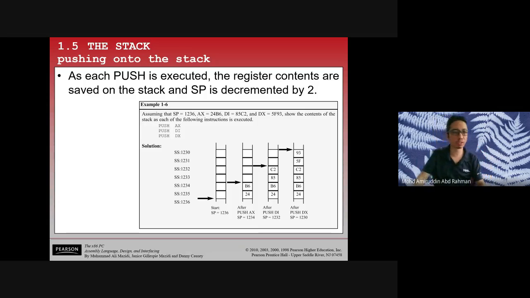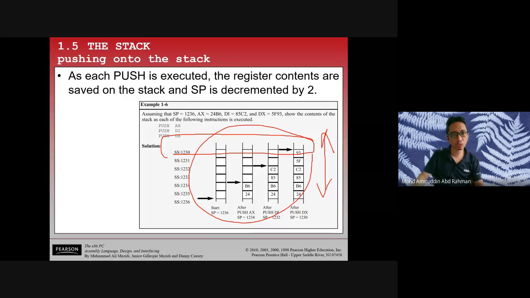So actually we consider this, right? If you see this in the reverse direction, you reverse that, you see that this is actually the bottom part, because 1230 is here and this is 1236.